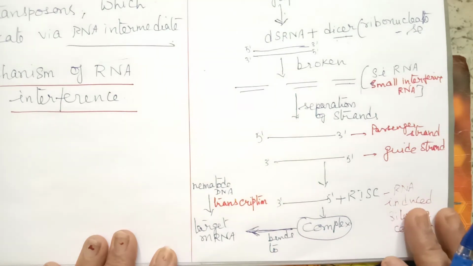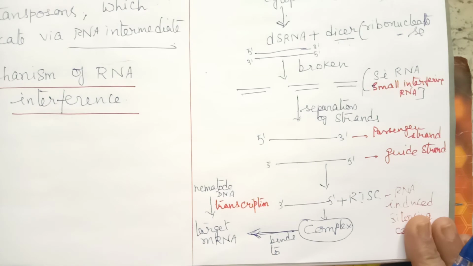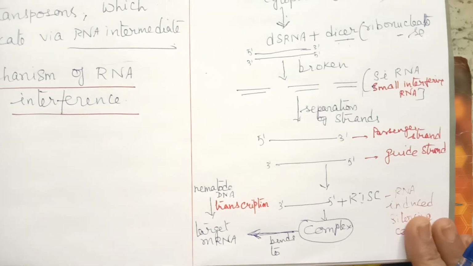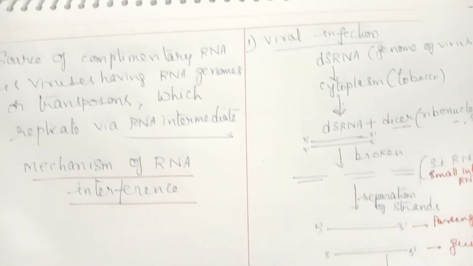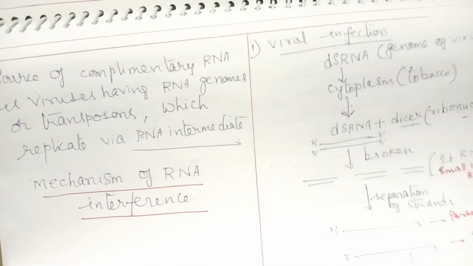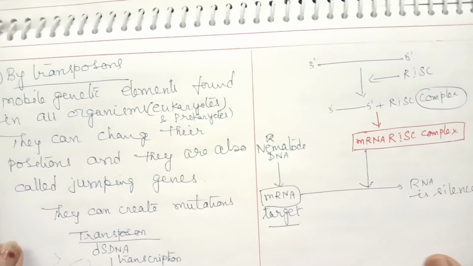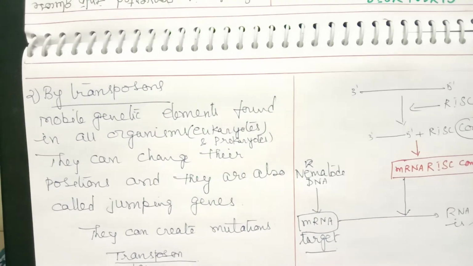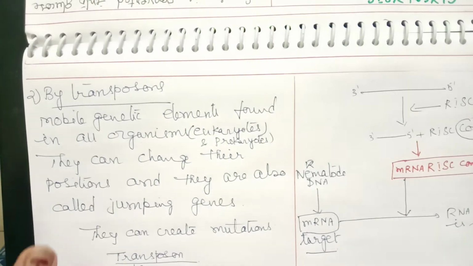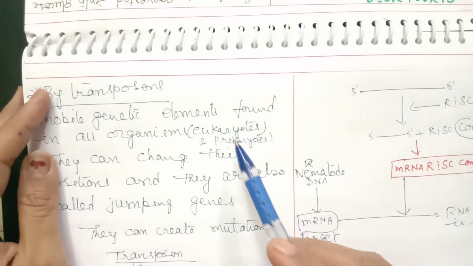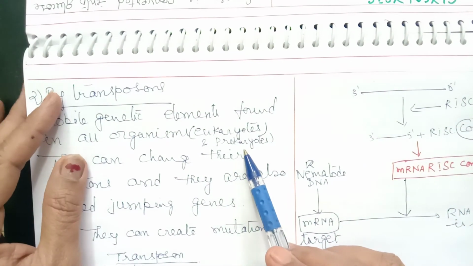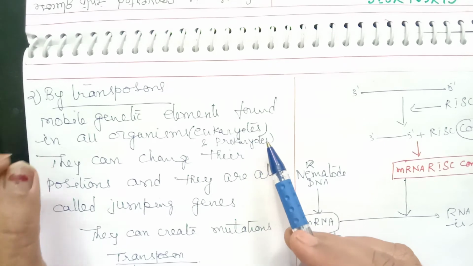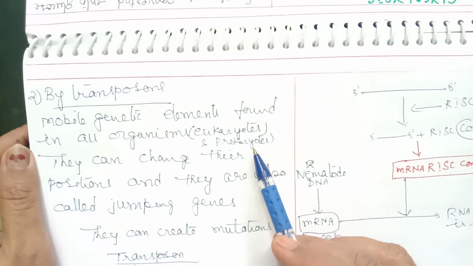This is the mechanism if there is a viral infection. Now, let us see the second method. The second method is by the presence of transposons. Transposons are present in every individual, all organisms. They are found in eukaryotes and prokaryotes also. In some bacteria, it is found that there are transposons present.